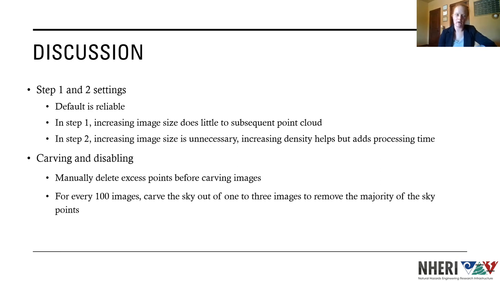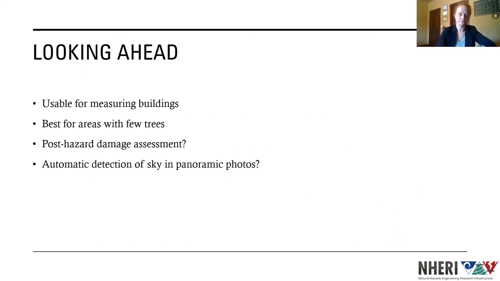And then with carving and disabling points, I recommend that you manually delete excess points and then carve images. If you're getting rid of the sky, you can carve that out after manually deleting as many points as you can. And I'd say that for every 100 panoramic images, if you carve the sky out of 1 to 3 images, this will remove the majority of the sky points in your point cloud.